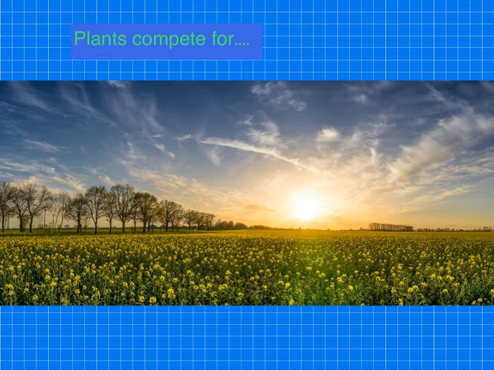So the first thing we're going to look at is competition. Basically, to survive and reproduce, organisms need a supply of resources from their surroundings and from other living organisms. So the first thing we're going to look at is competition amongst plants. If you remember when we did photosynthesis, you'll know that plants need a good supply of sunlight. So that's the first thing that they're going to compete for, is sunlight.